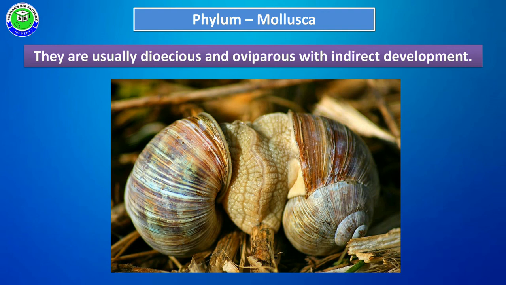Presence of a calcareous shell around their body, presence of radula, presence of mantle and mantle cavity with feathery gills to perform respiration and excretion, and presence of three body parts like head, muscular foot, and visceral mass. These are the important characteristic features of all Mollusca members.